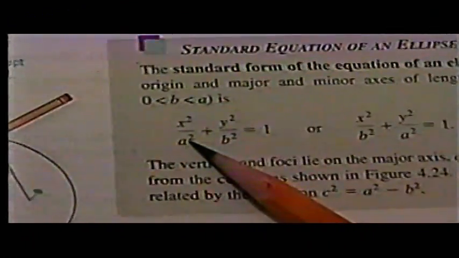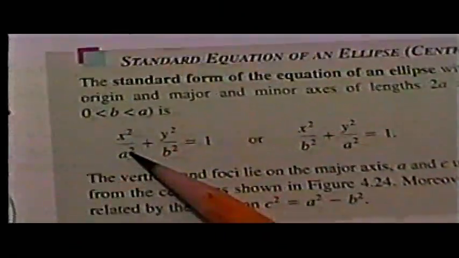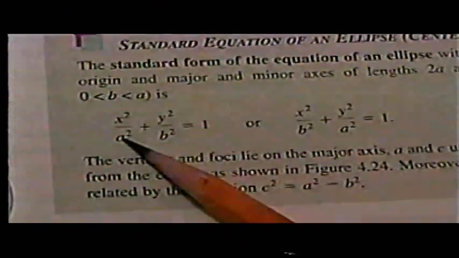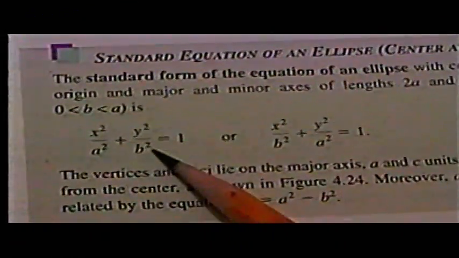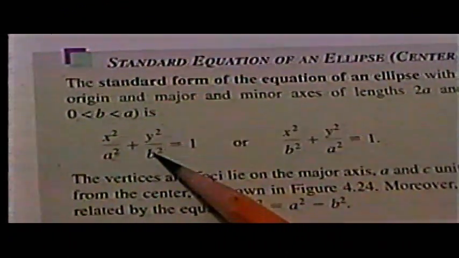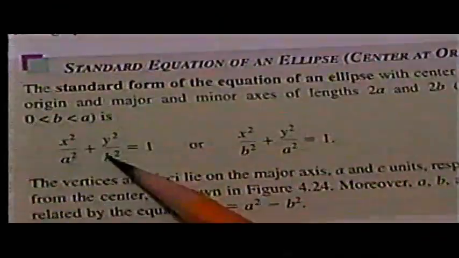So a goes from the center to the point on the ellipse along the major axis. And b is the shorter axis. So in this case, the major axis would be along the x-axis. So the one that a squared is under, that's the major axis, and the one that b squared is under is the minor axis. So y would be the minor axis here.